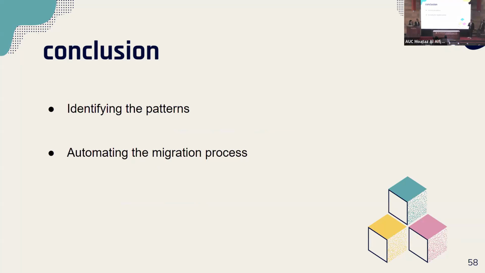Moving on to our conclusion, we can conclude our thesis project in a very brief 2 points. First point is identifying the patterns. What I mean by identifying the patterns is that after analyzing the patterns of the code, we extracted some migration patterns and we used them to feed our tool. And this helped us in automating the migration process. This leads us to the second point, which is automating the migration process, just like my colleague John demonstrated in the demo.